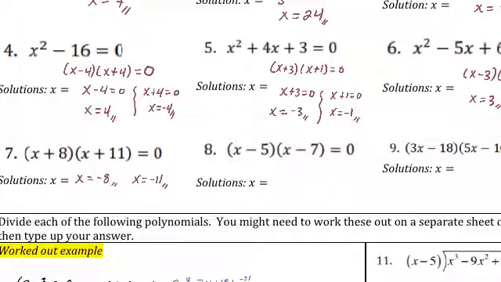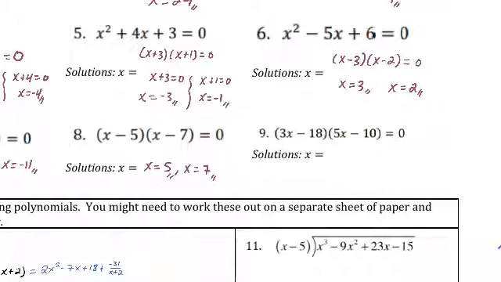Number 8 is kind of the same thing. Each one's already factored, so you just solve each one. You can solve these pretty quickly in your head. X is equal to 5, x is equal to 7. And then number 9, you have to kind of solve each separate one, and this is what you end up getting. In this case, they simplify, so you end up with x is equal to 6, and then x is equal to 2 for the other factor.